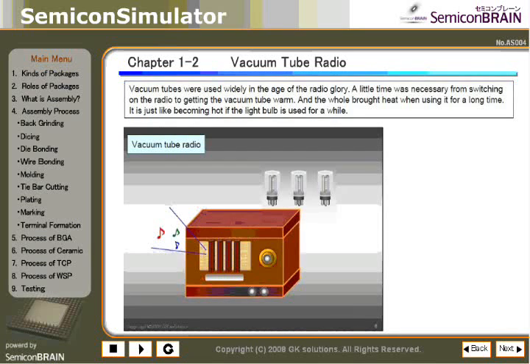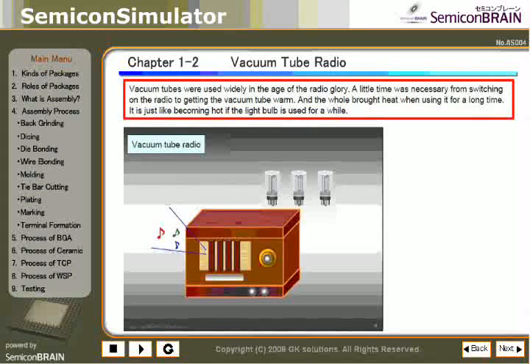Chapter 1-2 Vacuum Tube Radio. Vacuum tubes were used widely in the age of the radio glory. A little time was necessary from switching on the radio to getting the vacuum tube warm, and the heat was brought when using it for a long time. It is just like becoming hot if a light bulb is used for a while.